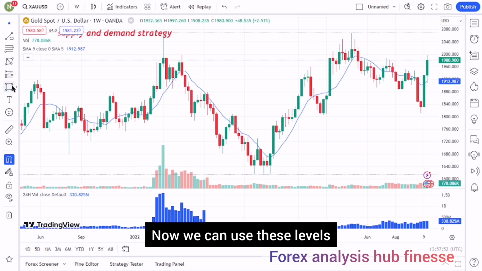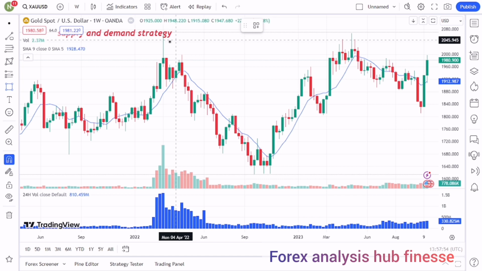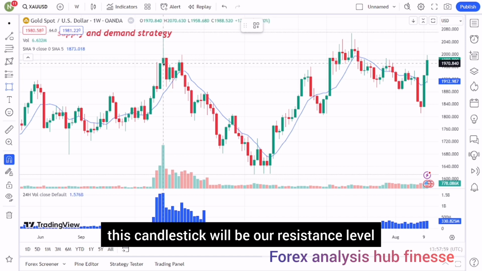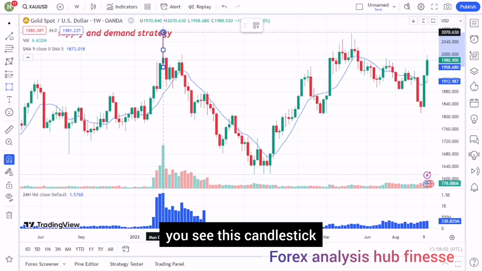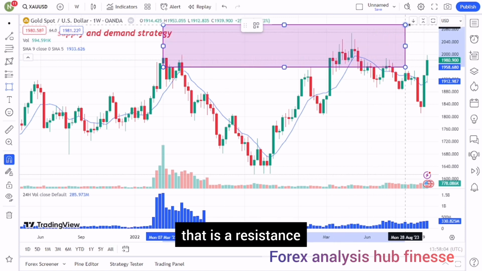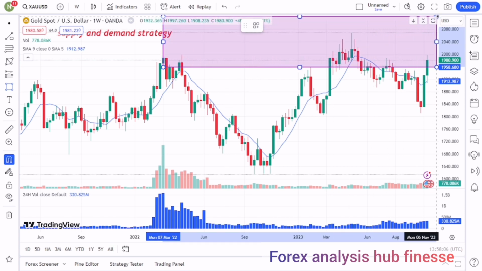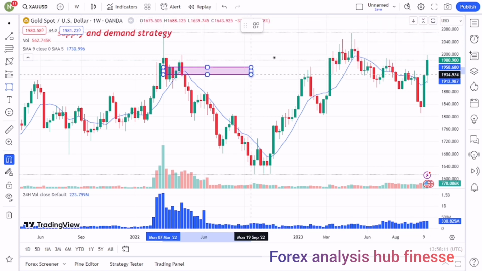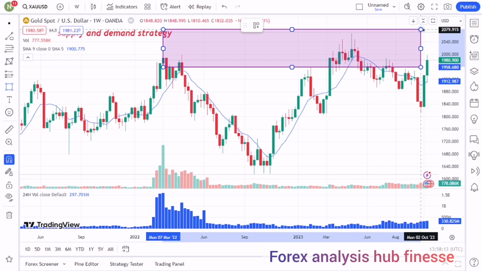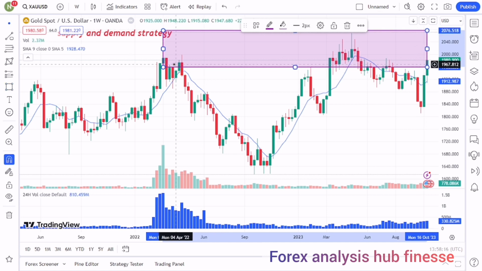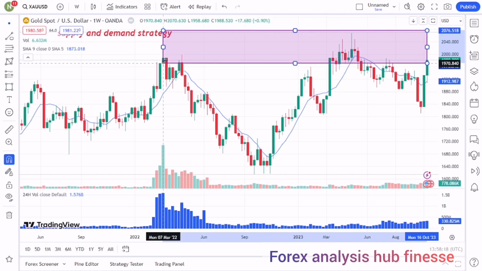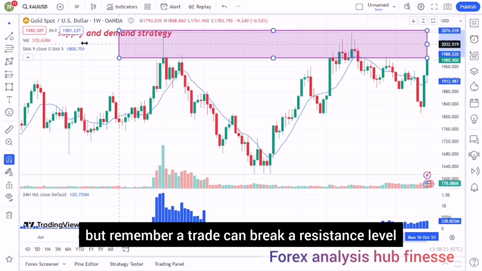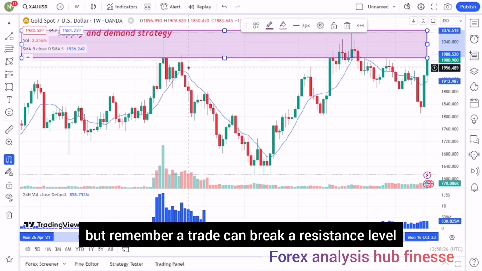Now we can use these levels. Let me show you guys. This is the highest point a trade went. So this candlestick will be our resistance level. You see this candlestick? That is a resistance level. Where the candlestick went, yeah. These are resistance levels. But remember, a trade can break a resistance level.